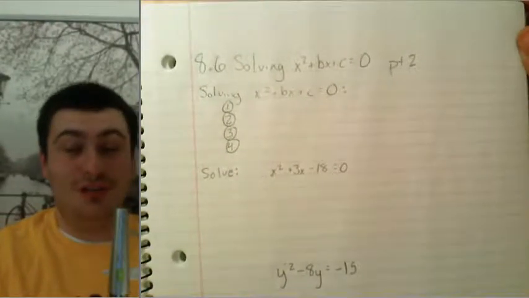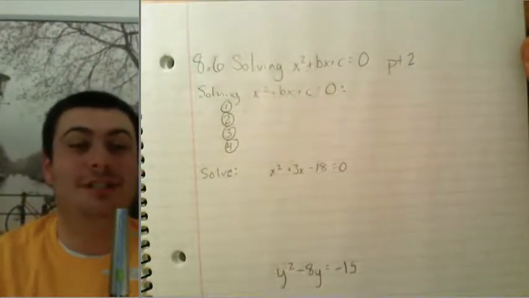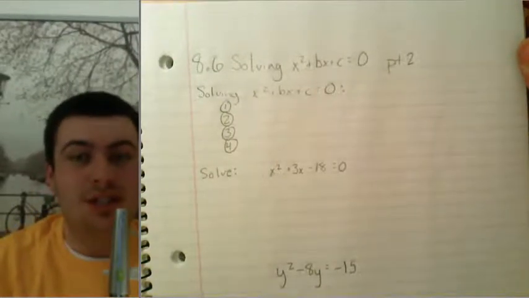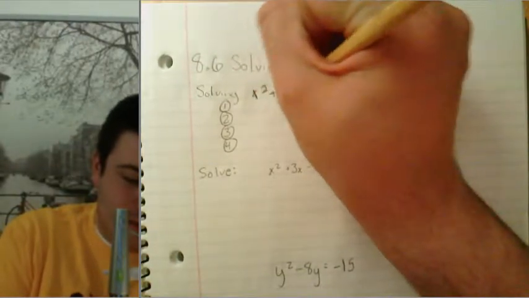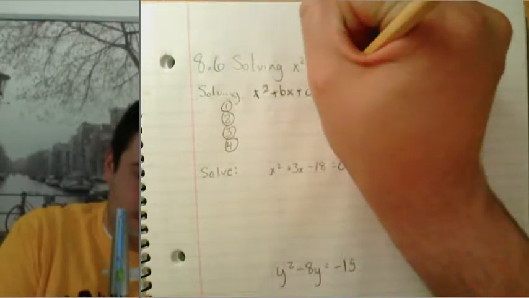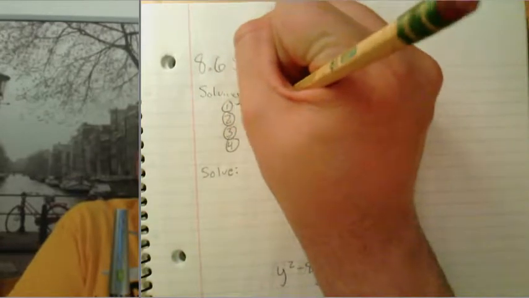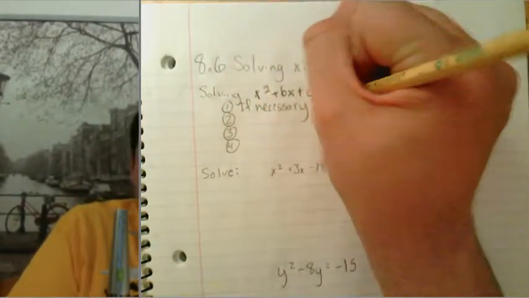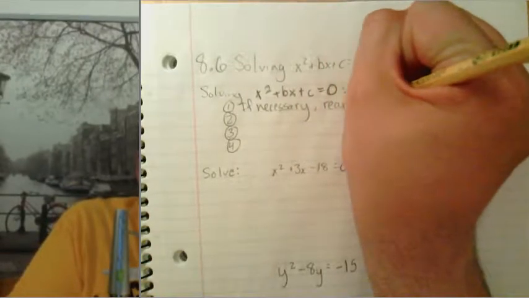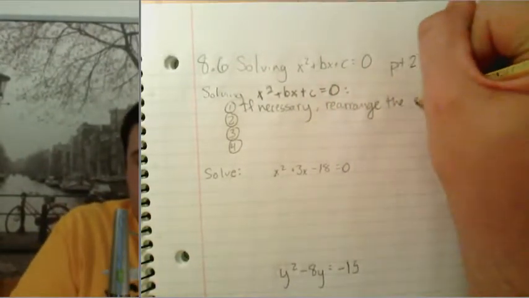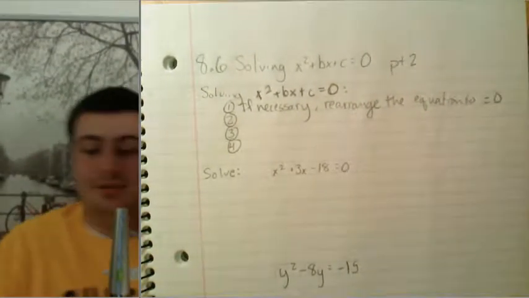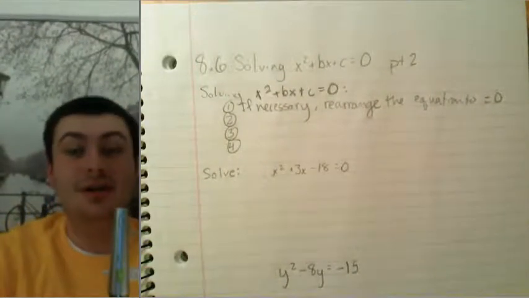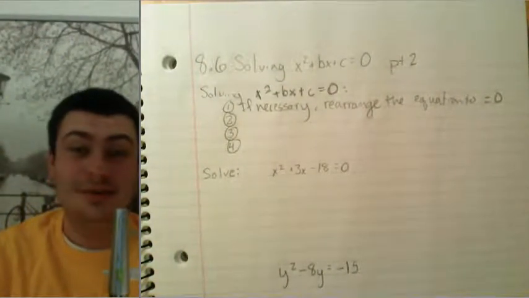So now we're going to solve equations that involve the type of trinomial that we just saw in the last video. When we're solving equations that look like x squared plus bx plus c equals 0, sometimes our first step is going to be, if necessary, to rearrange the equation to equal 0. We'll see if we need to for some; we might not need to.